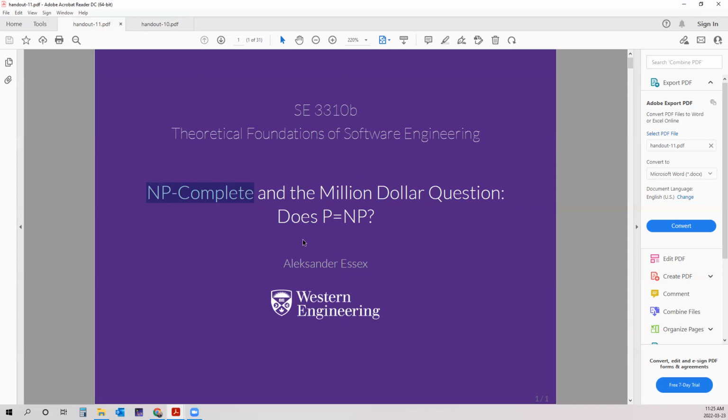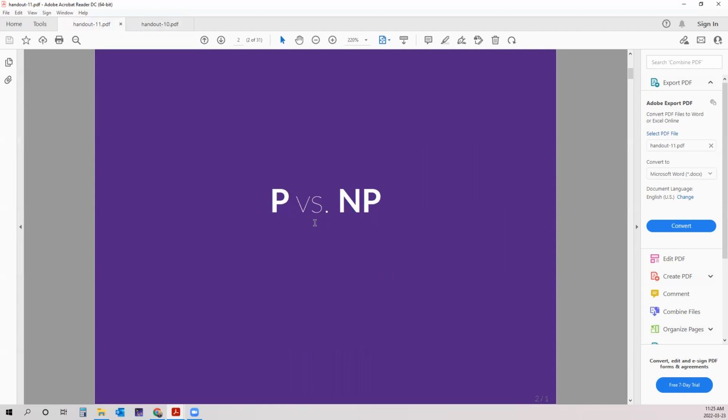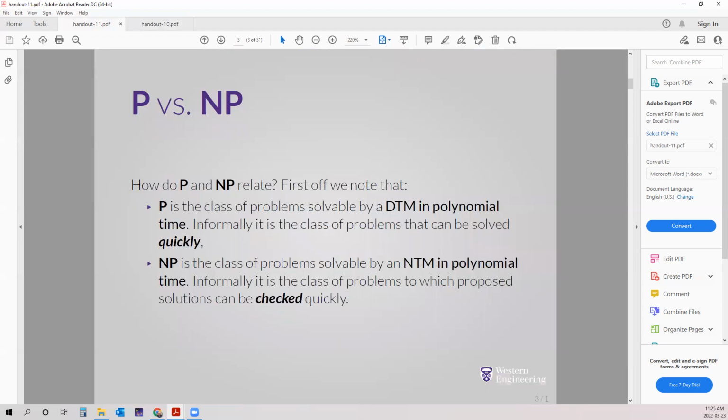What is the $1 million question? Does P equal NP? Does deterministic polynomial running time complexity equal non-deterministic polynomial time? Yes or no? This is the $1 million question. P versus NP. How do P and NP relate? What is the relationship between P and NP?